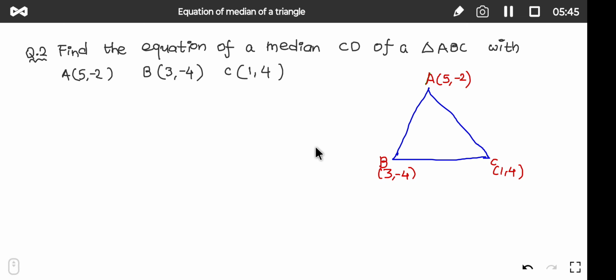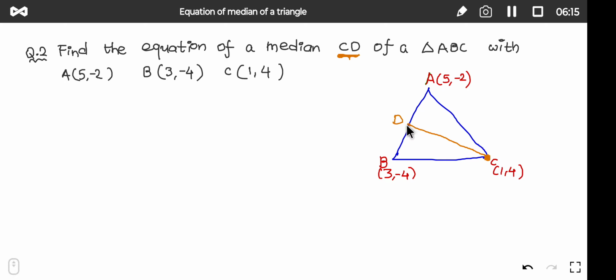So the next question is, find the equation of a median CD of a triangle ABC with the vertices given. So now we have to find out the equation of median C to D. Okay, so C point is here, C vertex. So we'll draw the line from the point C. So it will look like this. It cuts the AB line into two equal halves. Okay, so D point will come here. So CD is a median, so it cuts the full triangle into two equal parts.